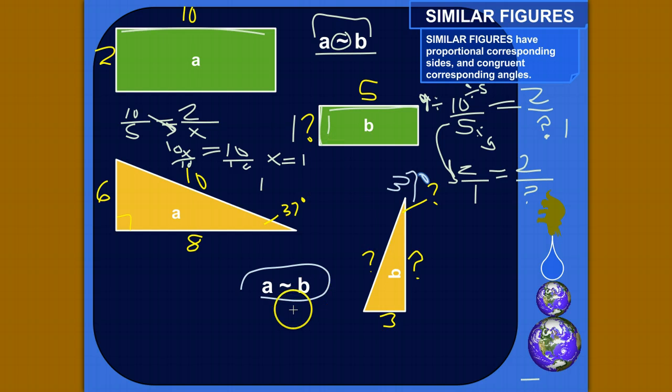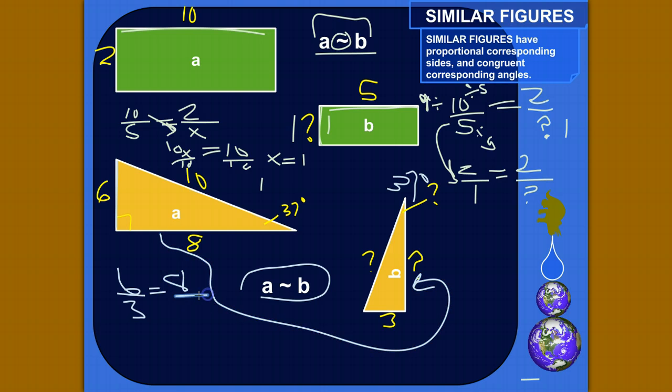How about finding the missing sides? So the only side we're given is this 3. So this is its corresponding side. So the ratio of this side to its corresponding side, 6 to 3, has to be equivalent to the ratio of this side here to its corresponding side. So this side corresponds to this side. So 8 over question mark, or let's just say x. Okay, so 6 over 3.